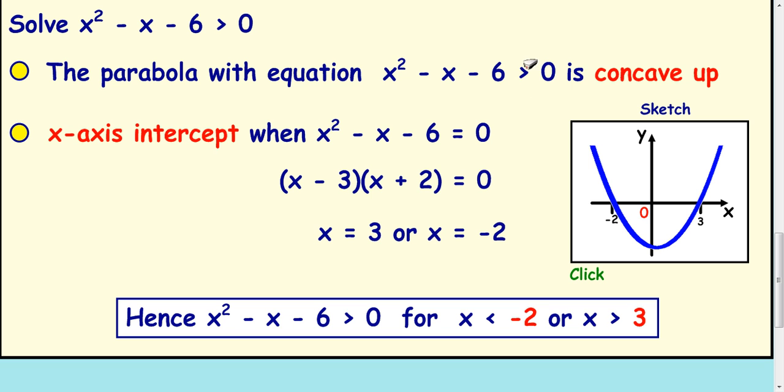Just out of interest, if it was a greater than or equal to 0 here, all you would do is have x less than or equal to negative 2, or x greater than or equal to 3 here.